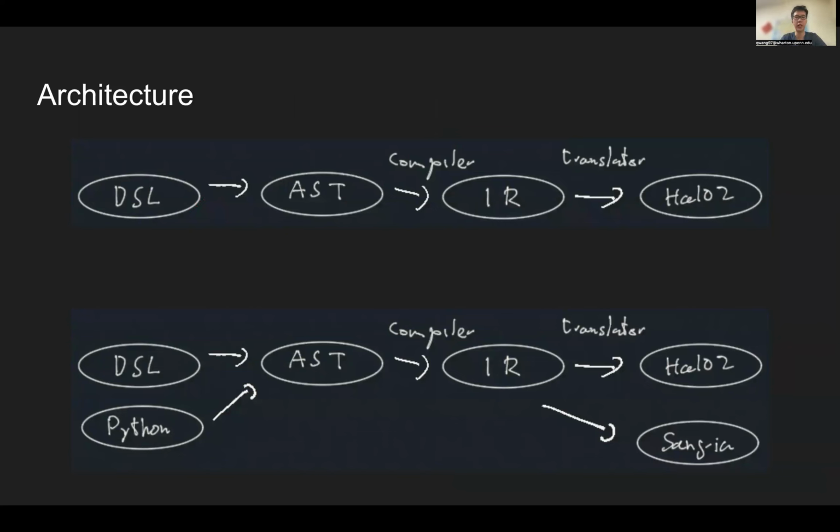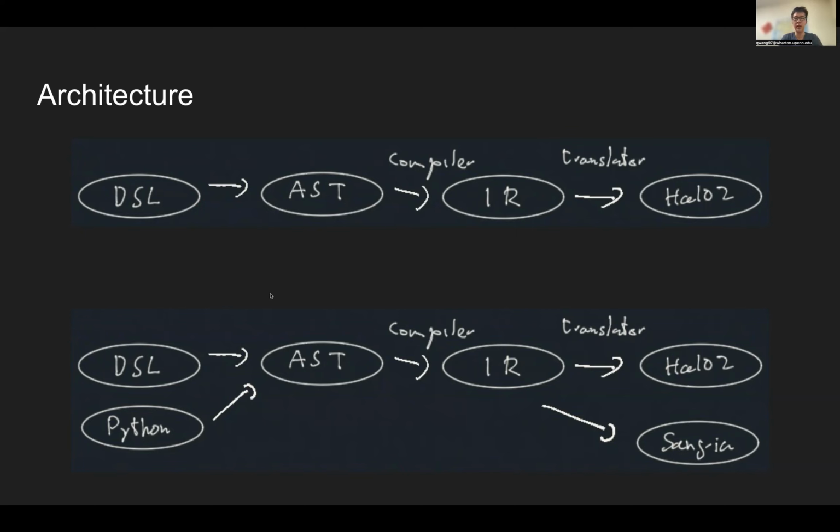On the architecture of the project, this is a very typical compiler for any intro to compiler class you're going to take. It starts from the domain-specific language, which compiles into an abstract syntax tree. And then with the compiler, it's going to compile into an intermediate representation, which is going to finally translate into a regular Halo2 circuit using a Halo2 backend we've written.